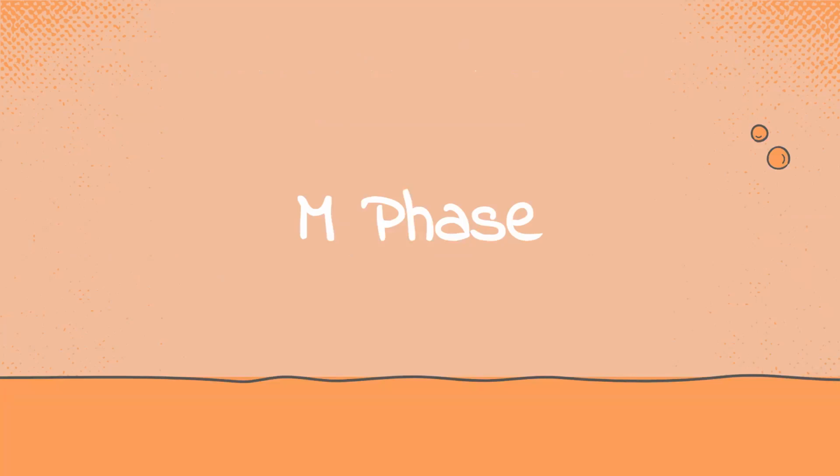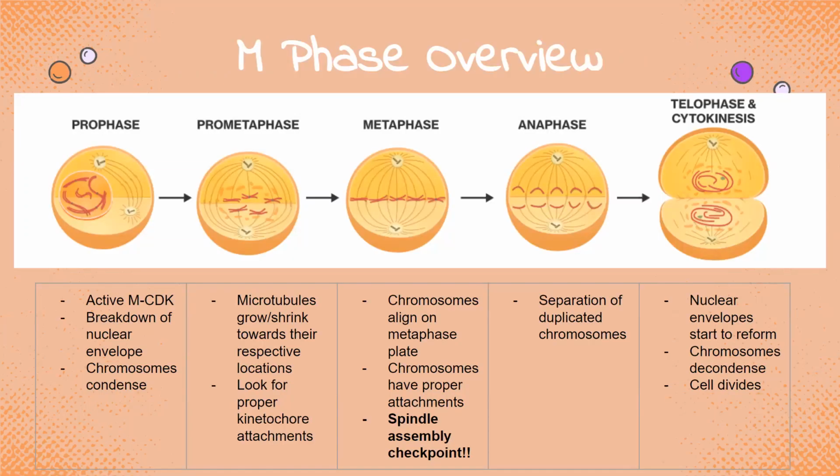Which ones are G2 CDKs? Yep, and those will be active during G2. During G2 we have active G2 CDKs, and we're making M-CDKs also during G2, so we have them ready for the next phase. So once we have that active complex, we'll basically be in M phase.